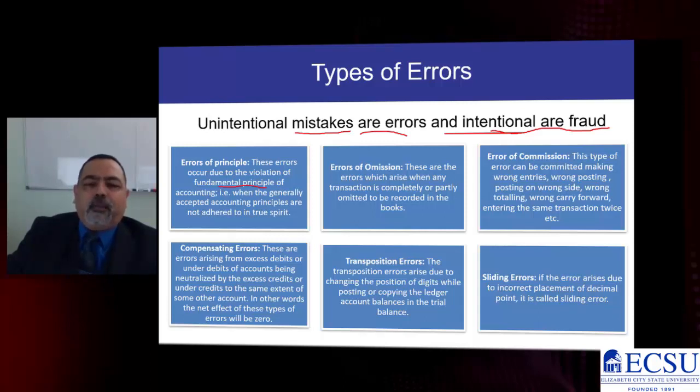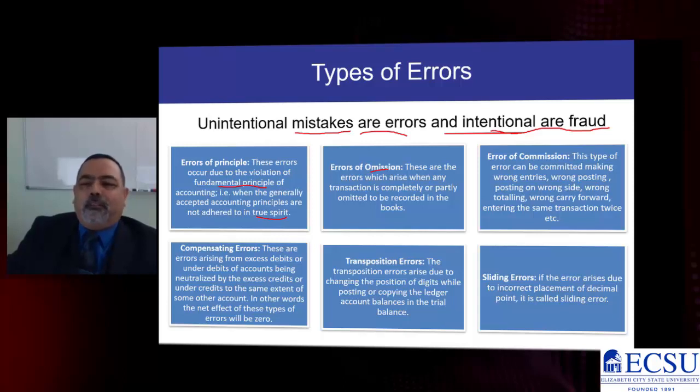When GAAP is not followed thoroughly or in true spirit, it is considered an error of principle. For example, if you purchase equipment and write it off as an expense, you're violating the principle, because equipment is supposed to give you a long-term benefit and therefore should be classified as an asset, not an expense. Next would be error of omission, as the word suggests. Omission means you have completely or partially omitted to record in the books of accounts.